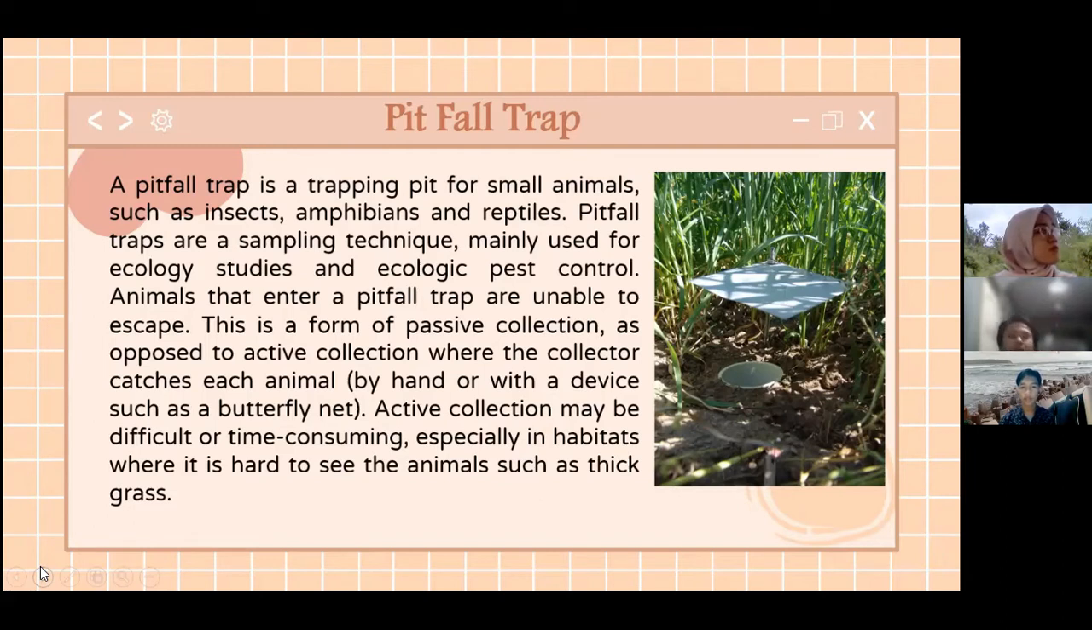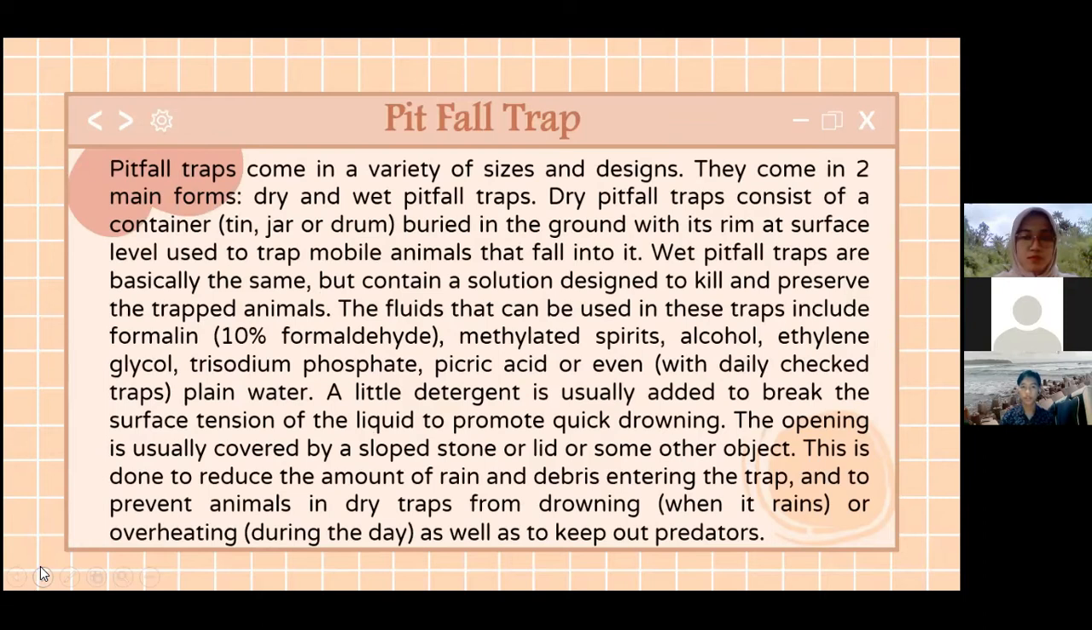Active collection may be difficult or time-consuming, especially in habitats where it is hard to see the animals, such as thick grass. Pitfall traps come in a variety of sizes and designs. They come in two main forms, dry and wet pitfall traps. Dry pitfall traps consist of a container, tin, jar, or drum, buried in the ground with its rim at surface level, used to trap mobile animals that fall into it. Wet pitfall traps are basically the same, but contain a solution designed to kill and preserve the trapped animals.